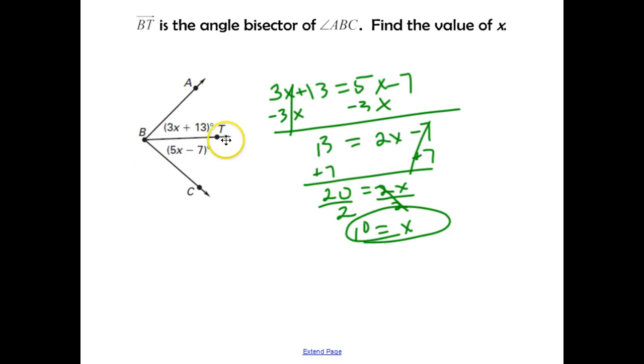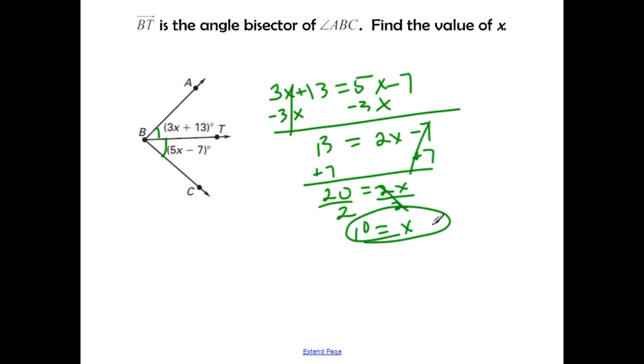Because BT bisects the angle, you should have known that these two are going to be congruent to each other. So this angle is congruent to this one. So if they're congruent, that means their measures are the same, so you can set them equal to each other. Then, when you solve, you should have gotten x equals 10.